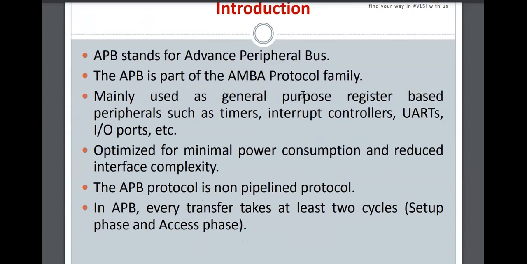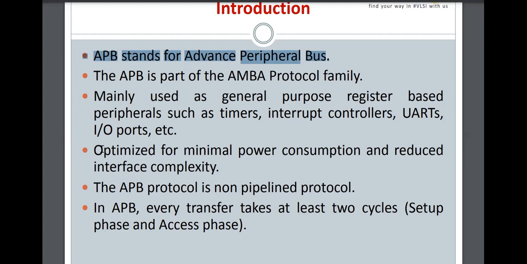Introduction, coming to the APB introduction. In this session, we'll discuss the APB protocol. APB stands for advanced peripheral bus. The APB is part of the AMBA protocol family, and mainly it has the registers and the peripherals, timers. You can go through the theory session. I will tell you the main concepts.